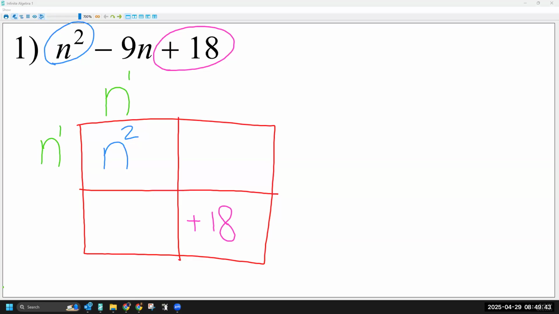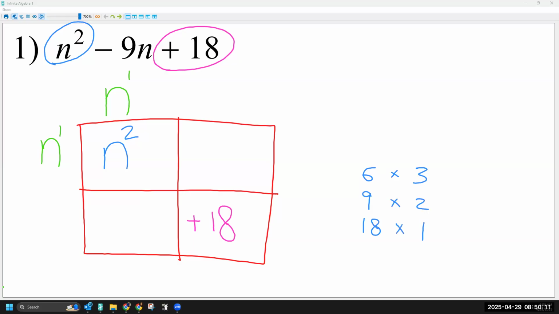The trickier part is I need to think about, well, what multiplies to make the number 18, positive 18? 6 and 3 multiply to make 18. 6 times 3. 9 and 2. There you go, 18 and 1.